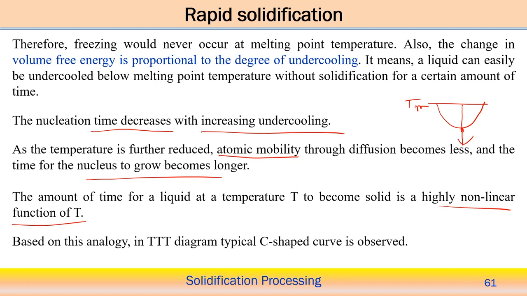This is better explained by the TTT diagram, in which a typical C-shaped curve is observed. That is why you can observe the C type of curve in a TTT diagram. Observe that the melting point temperature is lowered in the case of the rapid solidification process. So the cooling rate, the critical cooling rate, is what you estimate to find what is required to make a particular phase. In this case, we observe that the TTT diagram is typically characterized by the C-shaped curve.